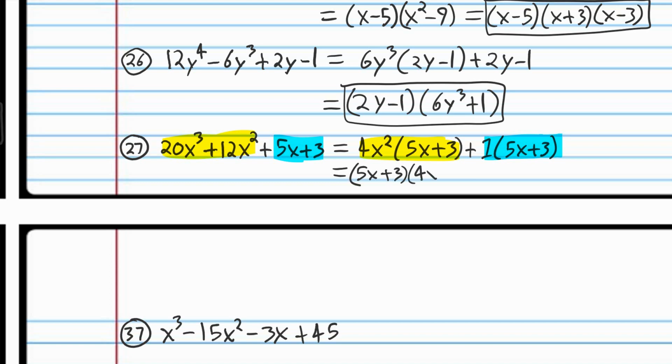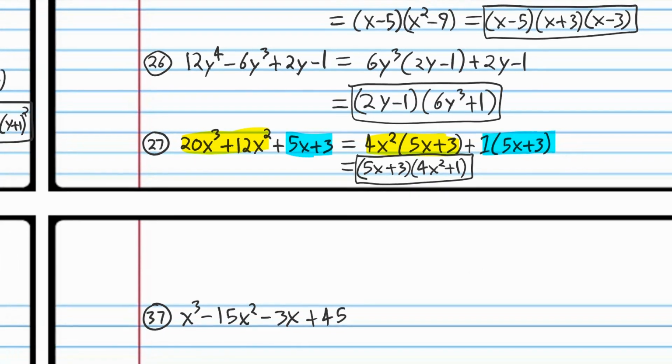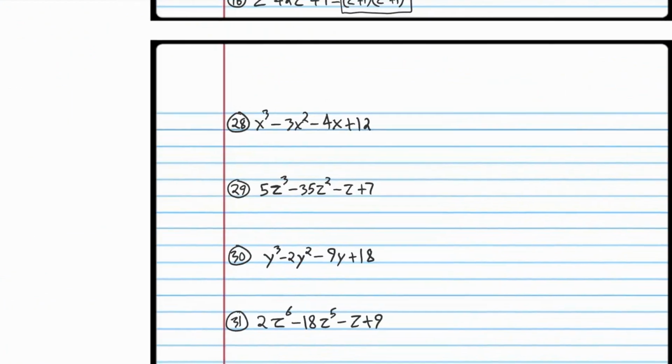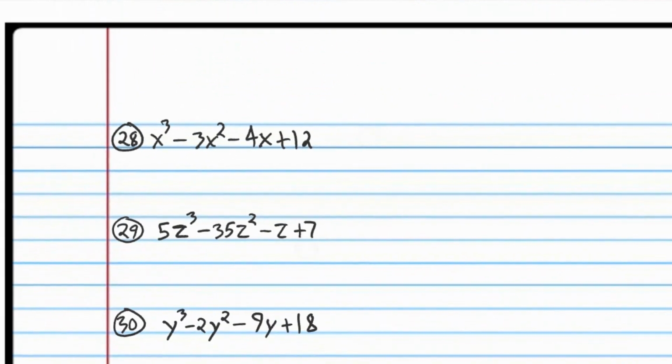And we end up with 4x squared plus 1. So that's the final answer. So if you got that answer, good job. All right, on to number 28. So go ahead and try 28, and when you come back, we'll do it together.